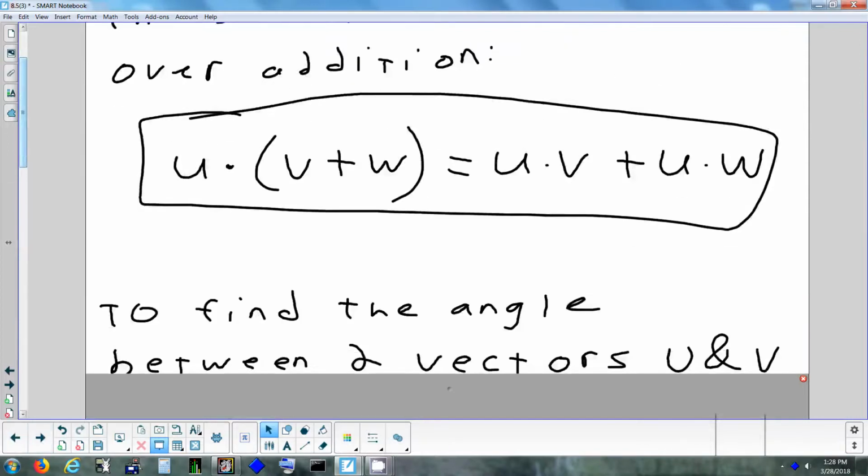All right, so the main thing that we use the dot product for is finding the angle that two vectors make. And when I talk about finding the angle, technically there's two. There's this one on the inside, and there's that one on the outside. We're finding the one on the inside, the one that's less than 180.